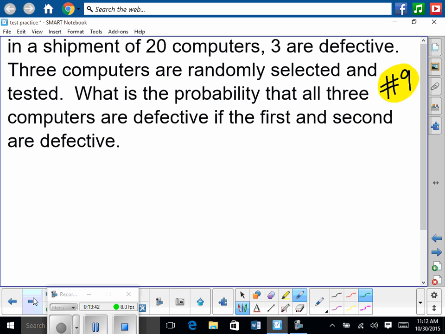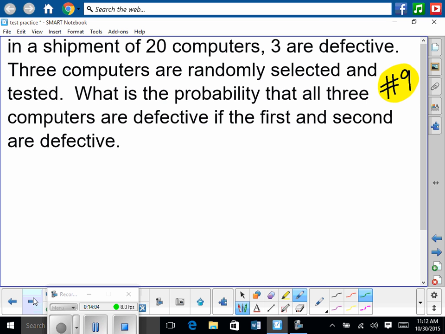Okay, now I'm going to do number 9. In a shipment of 20 computers, 3 are defective. If 3 computers are randomly selected and tested, what's the probability that all 3 computers are defective if the first and second are defective? So we're not going to put the computer back in, and we're not going to replace the computer once we've chosen it. So this is dependent events.